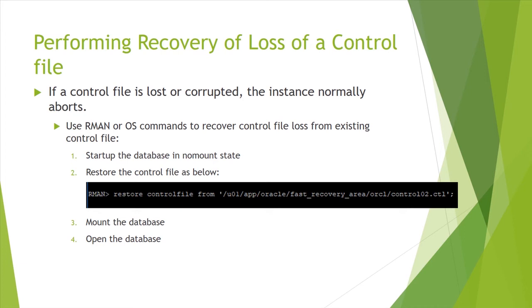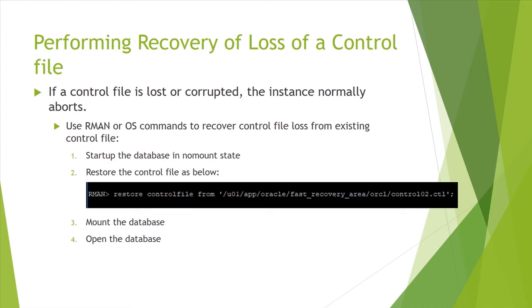If a control file is lost or corrupted, the instance normally aborts. So how do we recover from loss of a control file in this case? In this chapter, we assume you multiplex your control file, so you have two or more copies of the control file. In case you lose all control files, this is an advanced topic discussed in backup and recovery material. So in this chapter, we will discuss how to recover from loss of a control file in case you have multiplexed control files. If a control file is lost or corrupted, the instance at any time will abort.